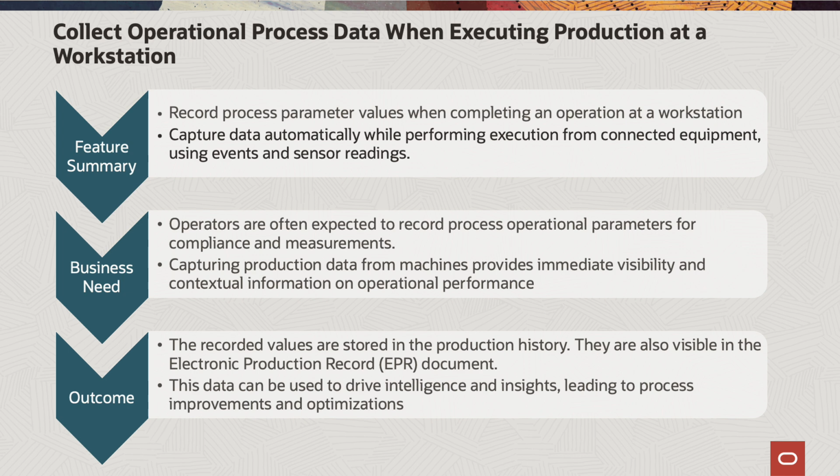Operators are often expected to record process operational parameters for compliance and measurements. Capturing production data from machines provides immediate visibility and contextual information on operational performance. The recorded values are stored in the production history. They are also visible in the Electronic Production Record (EPR) document. This data can be used to drive intelligence and insights, leading to process improvements and optimizations.